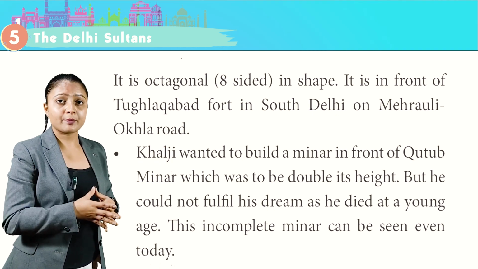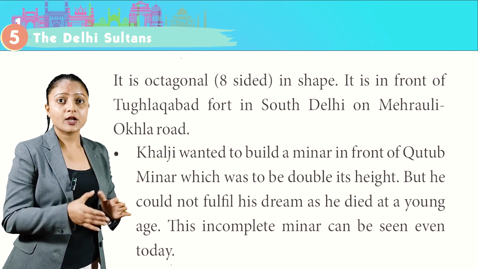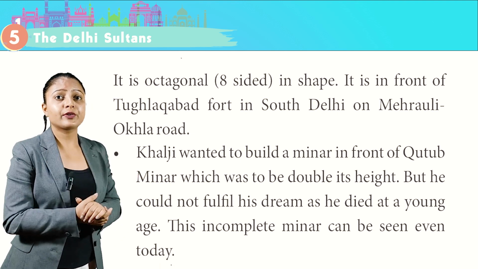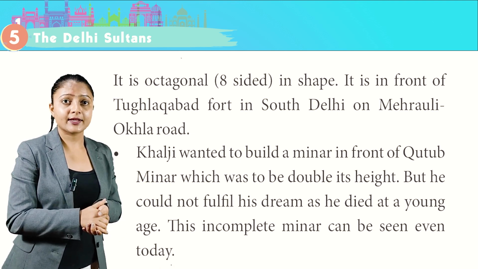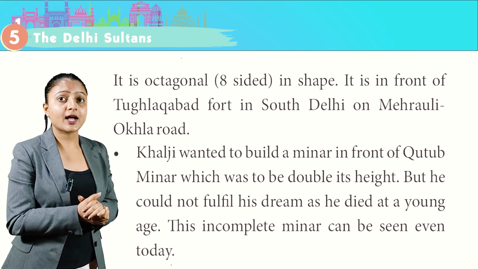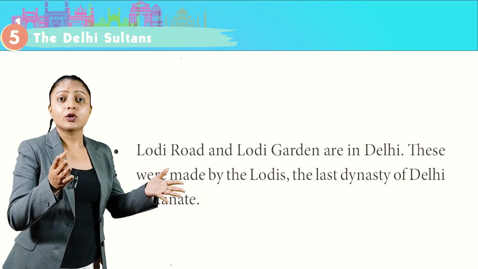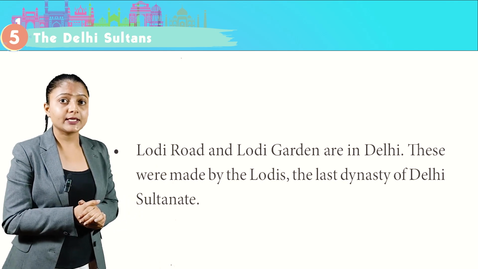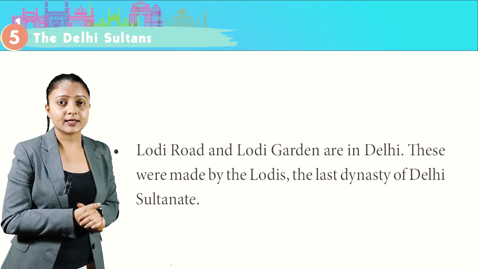Khalji wanted to build a minar in front of Qutub Minar, which was to be double its height. He could not fulfill his dream as he died at a young age. This incomplete minar can be seen even today. Lodi Road and Lodi Garden are in Delhi. These were made by the Lodis, the last dynasty of Delhi Sultanate.